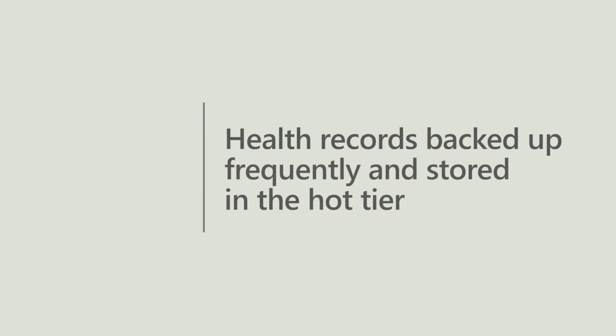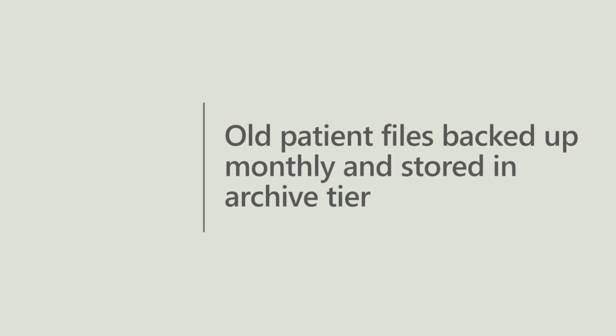So the backup plan for critical systems like electronic health records would specify hot tier storage for quick recovery and incremental backups every 50 minutes. For archival data like old patient files, monthly backups stored in the archive tier would work best. This plan minimizes downtime, protects sensitive data, and meets compliance requirements.